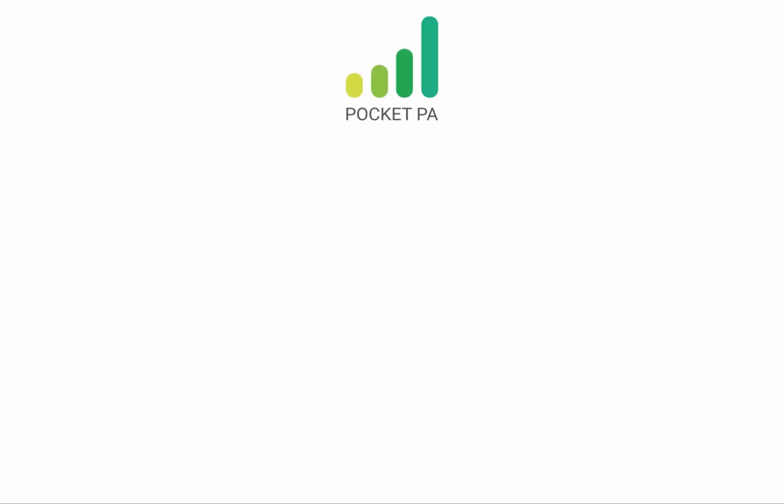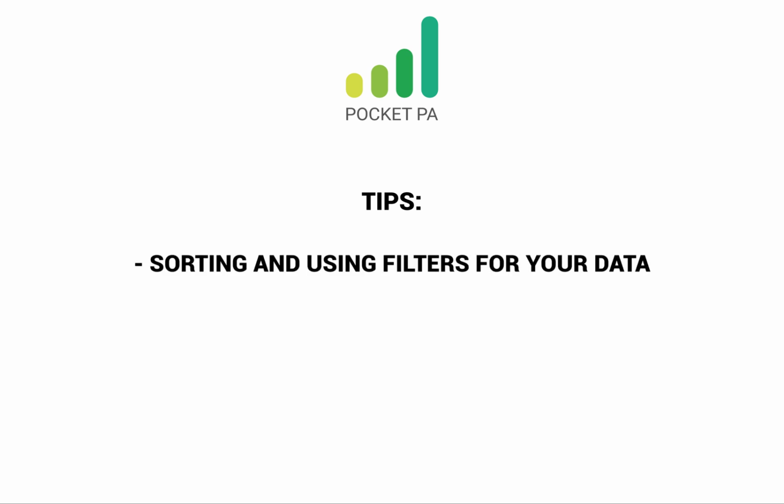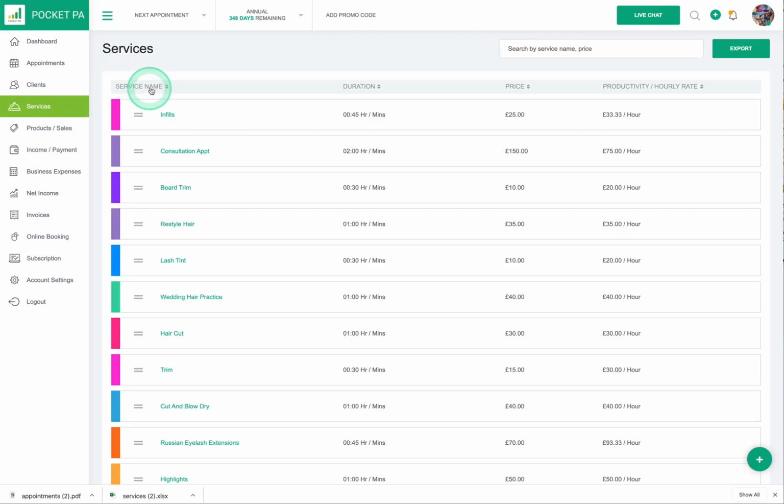So in this tutorial, I'm just going to give you a little handy tip about how to sort data and information, because all of the fields have been selected so that they are sortable. For example, if you go into the services screen, you'll be able to see that you can sort all of your services according to their name, and that would be alphabetically.